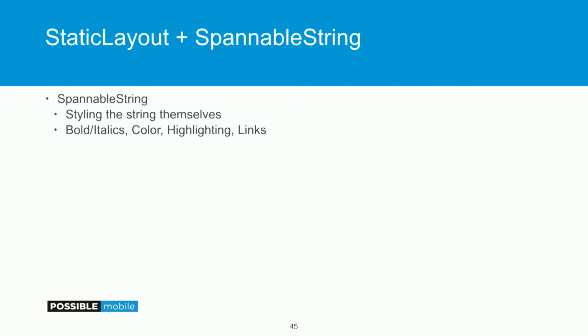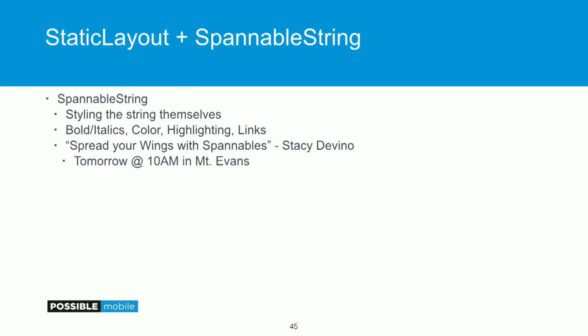Let's talk about SpannableString. What SpannableString will allow us to do is dictate the style of the string itself that you want to draw. Not necessarily how it's drawn in some area, but how each individual letter looks. So you can make it bold, italics, you can set style, give it color, highlighting. You can actually make clickable links. It's very, very powerful. There is a whole talk on this tomorrow at 10 a.m. Stacy is giving it, so definitely check it out because these things are ridiculously powerful.